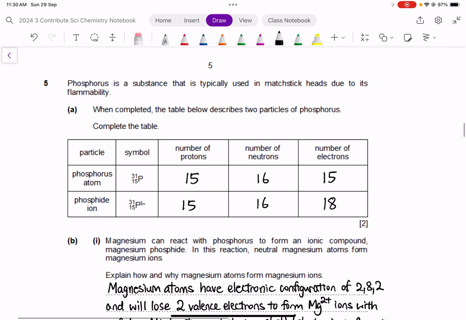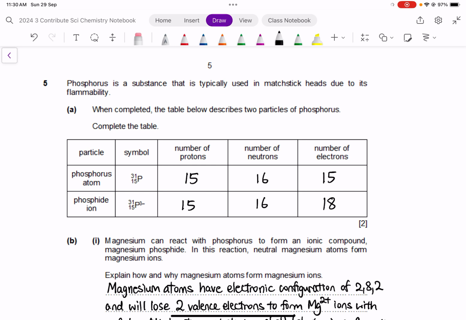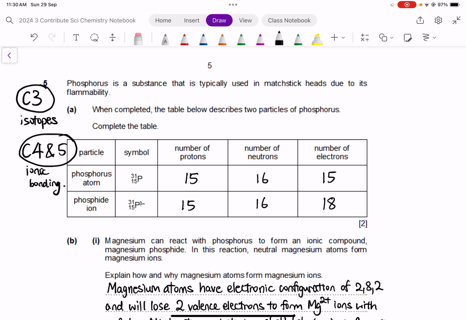Now question number 5 involves isotopes as well as ions. You may refer to the chapter 3 revision video for isotopes and atomic structure. You may also refer to the chapter 4 and 5 revision video for ionic bonding. So these chapters come together during your revision, so please revise them together. So now we start with 5A.